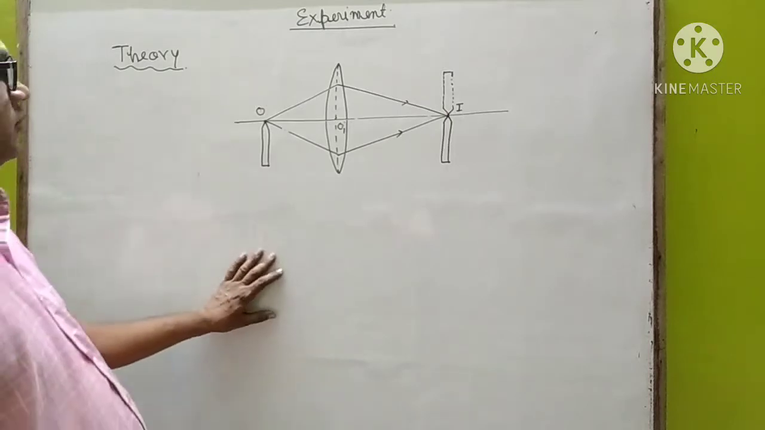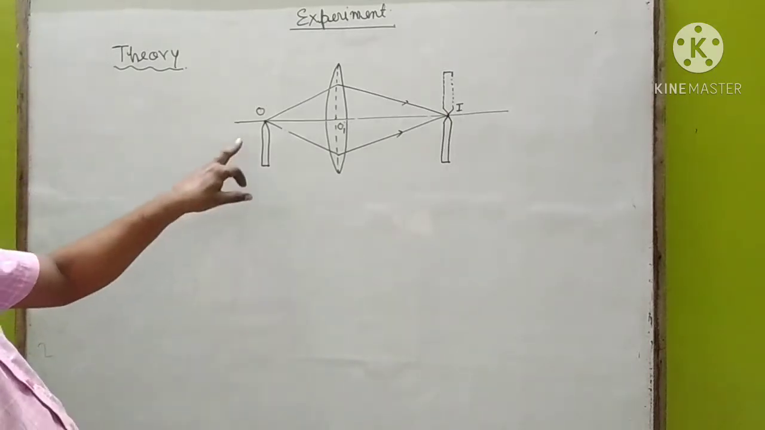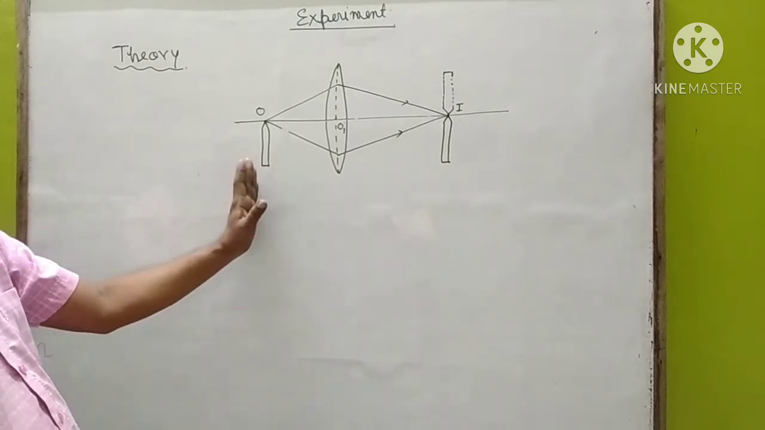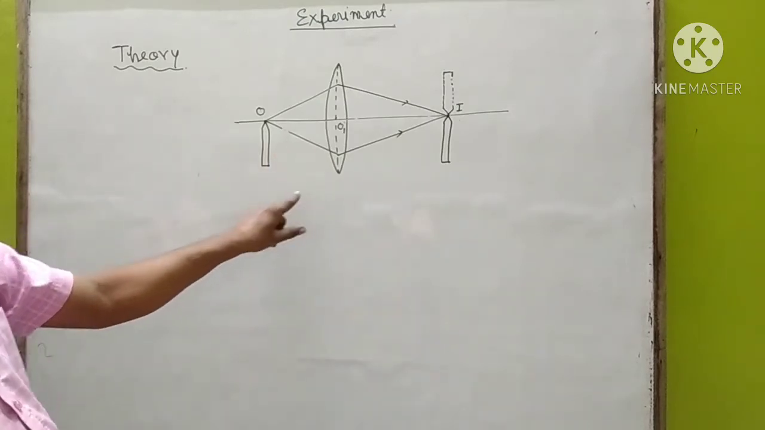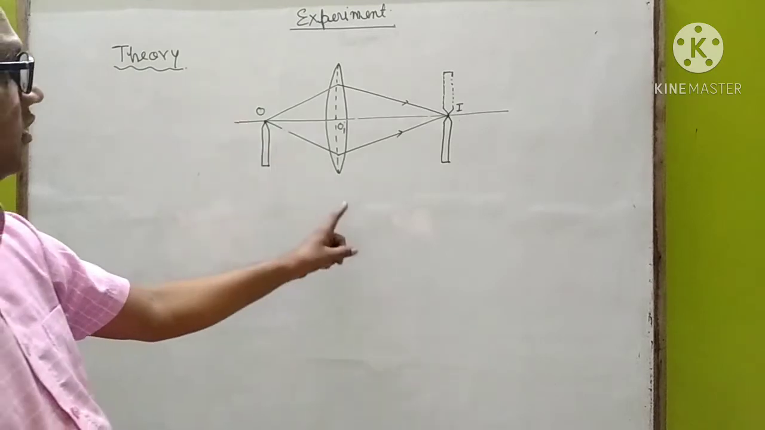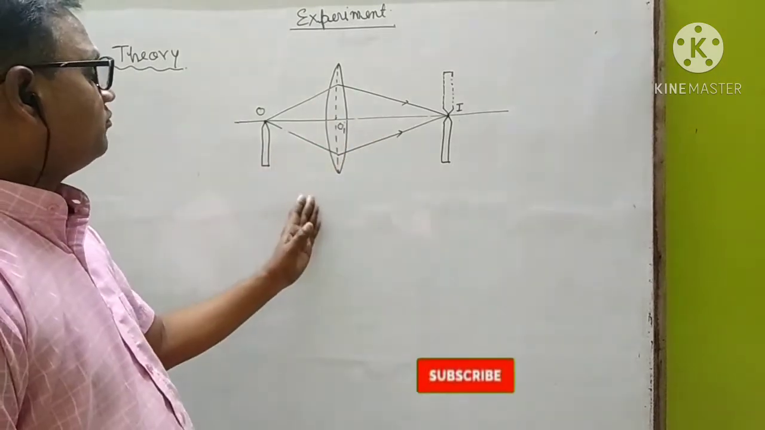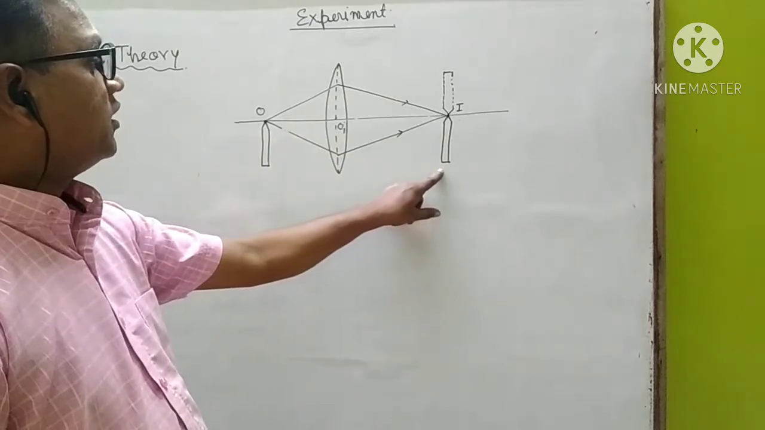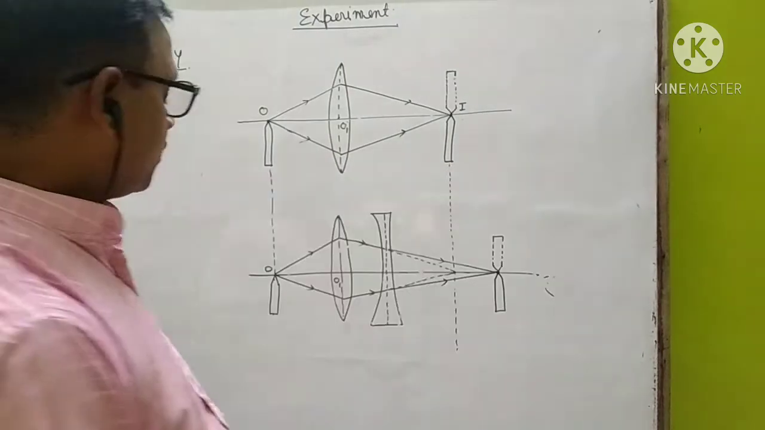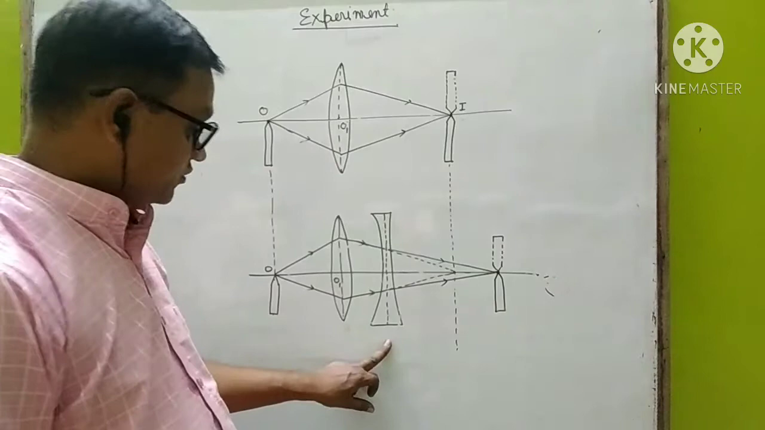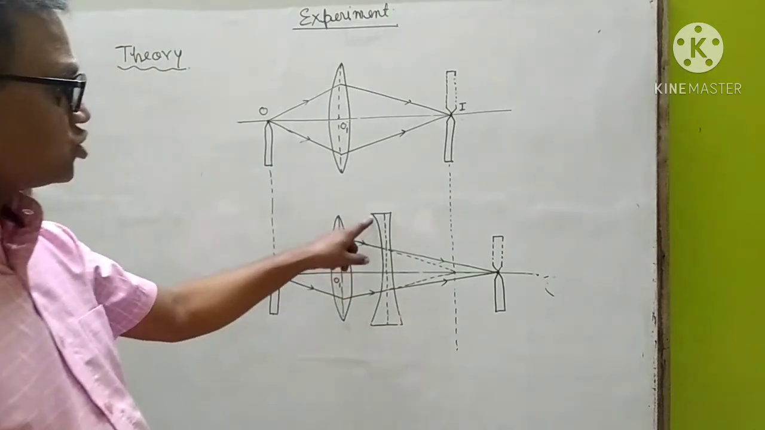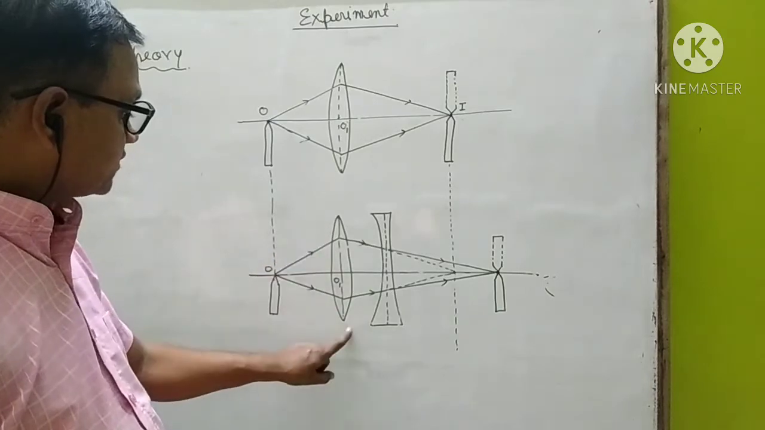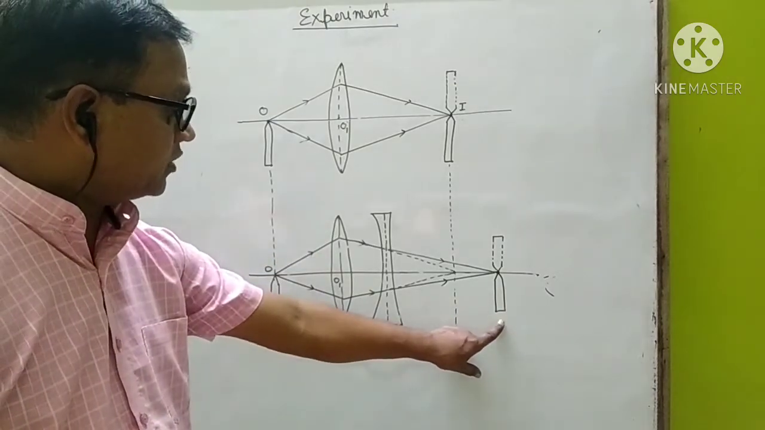In this experiment, first of all, an object needle is placed at the left side of the convex lens so that its real and inverted image forms at the other side of the lens, which is located by an image needle. The concave lens, whose focal length is to be determined, is placed between the convex lens and the image needle.